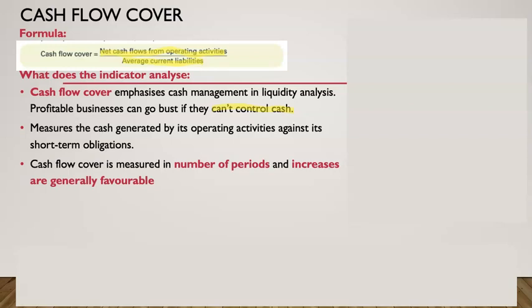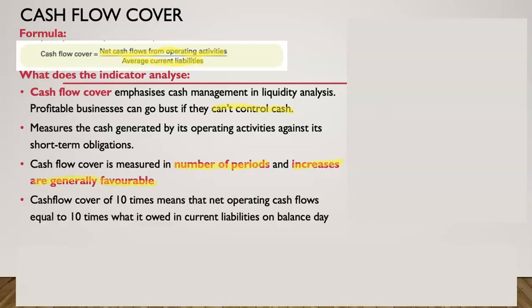We measure it in a slightly different way, and I'll show an example in a second. We measure it in number of periods, but again, as with both our other indicators, increases are generally favourable. So what does a cash flow cover of 10 times mean? This means that net operating cash flows equal 10 times what is owed in current liabilities. If you have a cash flow cover of 10 times, you had 10 times the net operating cash flow compared to your current liabilities on the balance day.